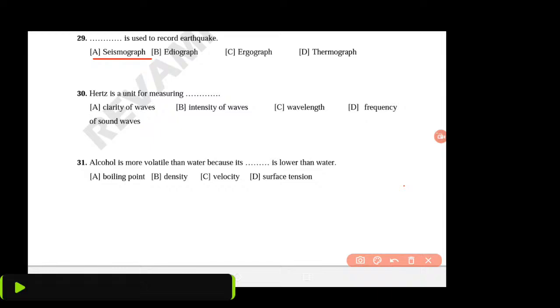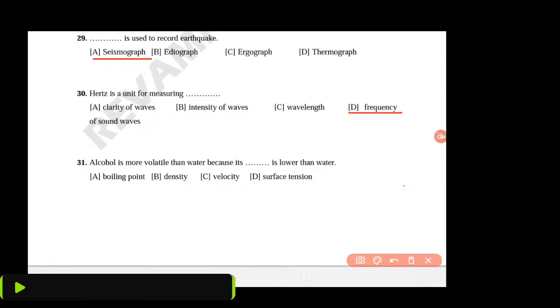But the correct option for that question is option A, which is seismograph. It is used for measuring earthquake. But I try to explain other terms there, because if you come across them again, you will know what they are used for. Question number 30 says Hertz is a unit of measuring dash. Hertz is a unit of measuring frequency.